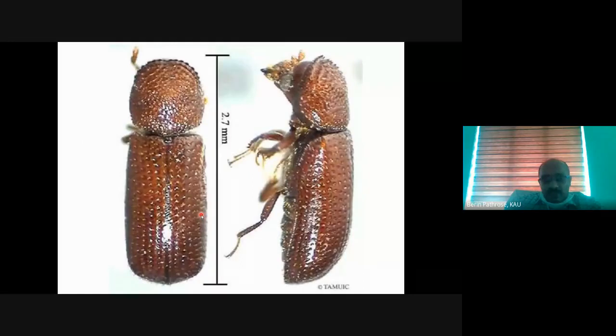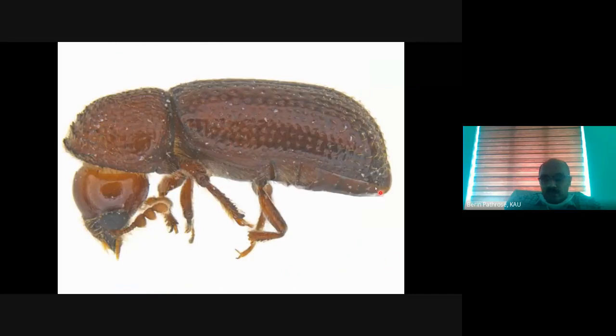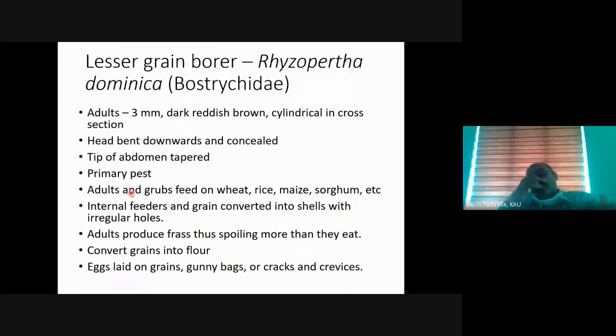And the tip of the abdomen is tapered. See, it tapers towards the tip of the abdomen, and you can see it clearly. This is the abdomen, this is the thorax, and here you can see the head bent downwards and concealed under the thorax. So adults are 3 mm in size, dark reddish brown, cylindrical in cross section, and the tip of the abdomen is tapered. It is a primary pest. It is an internal feeder. Remember, it is a primary pest and an internal feeder.